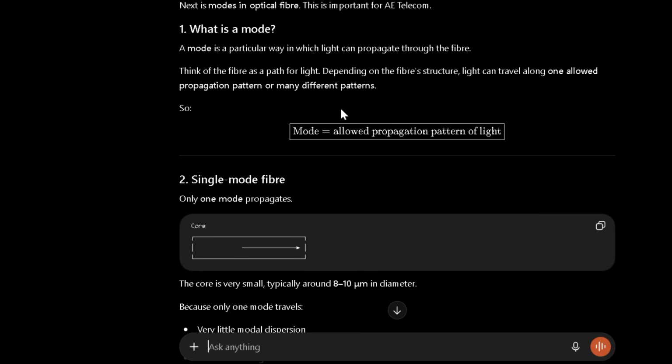The laser sends the light in a pattern like information, and the output receiver takes the beams in a binary order. So this is a propagation pattern. Think of a fiber as a path for light; depending on the fiber structure, light can travel along one allowed propagation pattern or many different patterns.